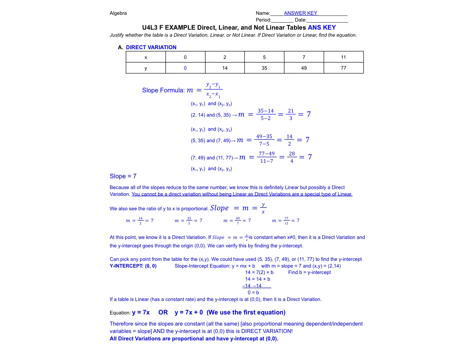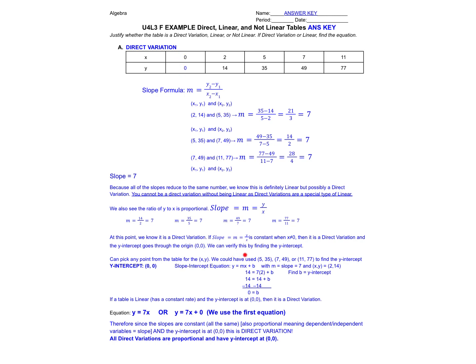So one of the ways we can tell whether it's a direct variation is if it's proportional. Remember, it's proportional if I can take y divided by x and get the slope every time. Taking 14 divided by 2 gives me 7. 35 divided by 5 is 7. 49 over 7 is 7. 77 over 11 is 7. So at this point, I know this is a direct variation, which means I also know it has to go through the origin. So this has to be at (0, 0) for the y-intercept.